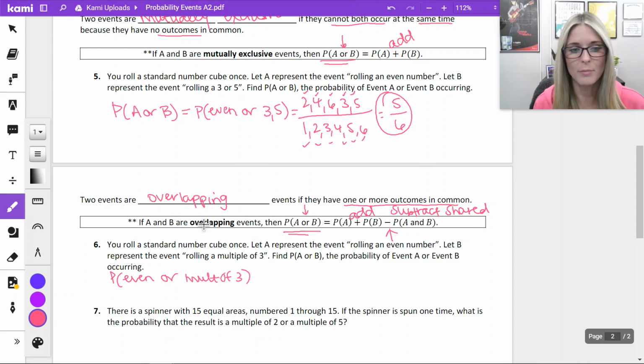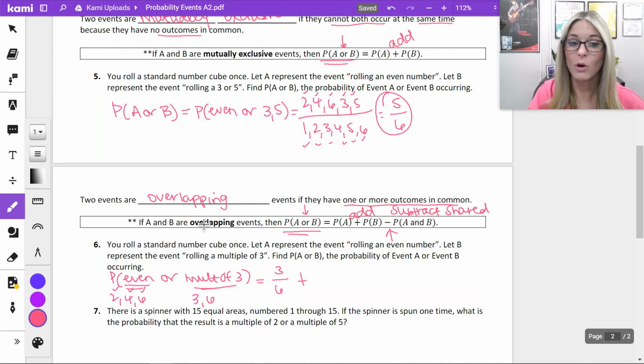So let's list those out. I'm going to list them right below. What kind of outcomes are even? We had the 2, 4, and 6. What are the multiples of 3 that are on a number cube? 3 and 6. Okay, let's start with what's the probability of rolling the even? There was 1, 2, 3 possible outcomes out of 6 on the number cube.